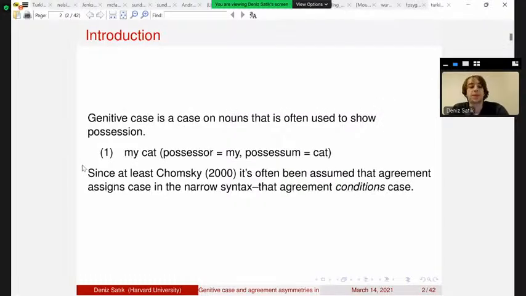So the genitive case is a case on nouns that is often used to show possession. In a possessive phrase like my cat, my in English is the form of the first person pronoun, which has genitive case on it. So in a possessive phrase like my cat, the my is the possessor of the cat. The thing that is possessed is called the possessum, and that is the cat.